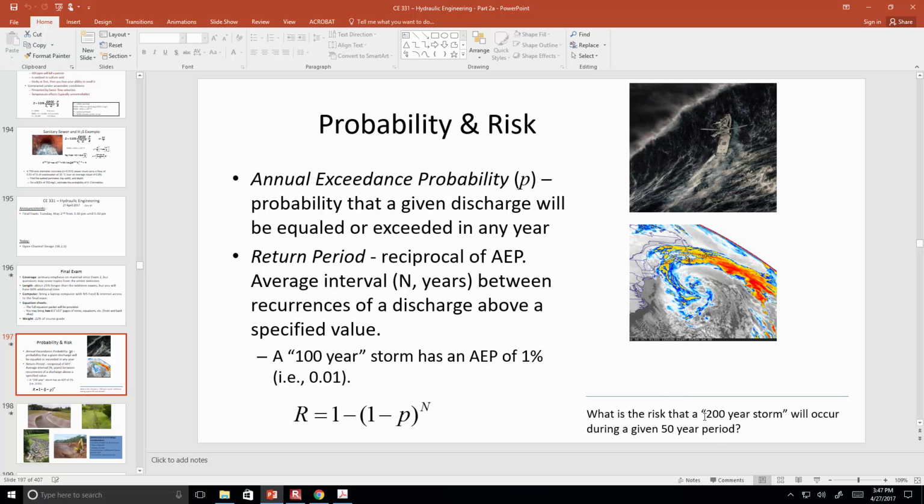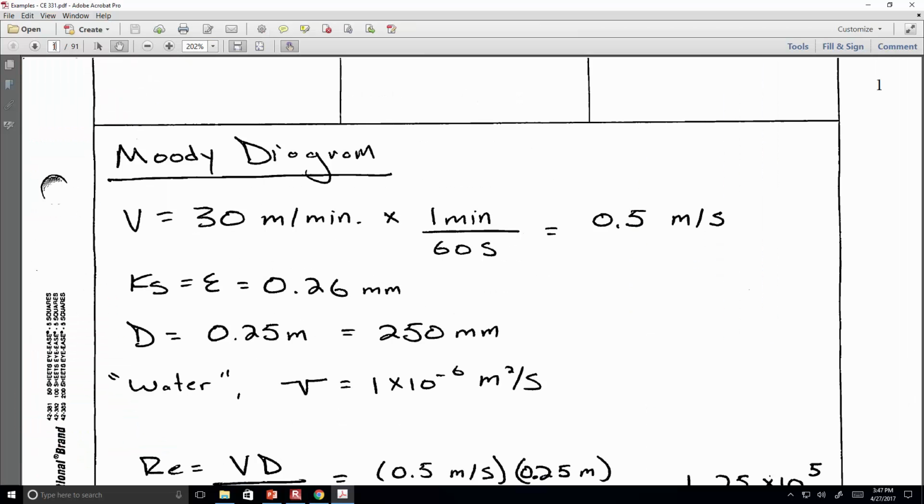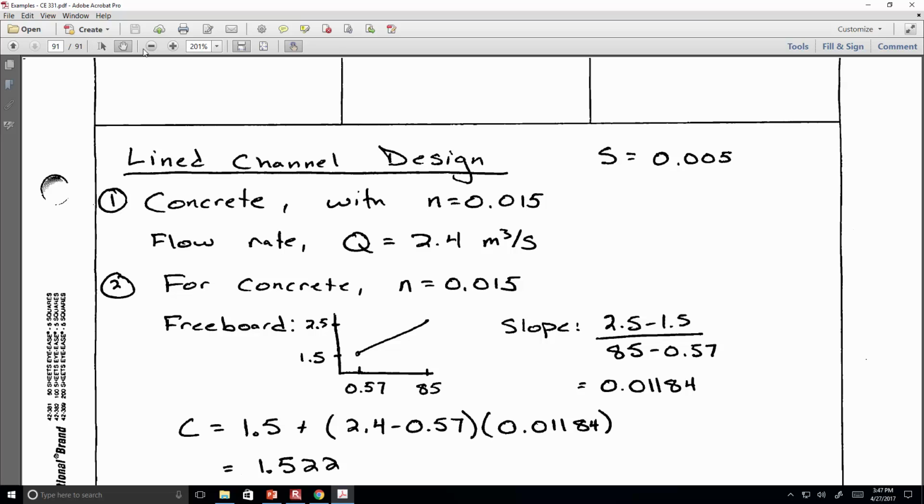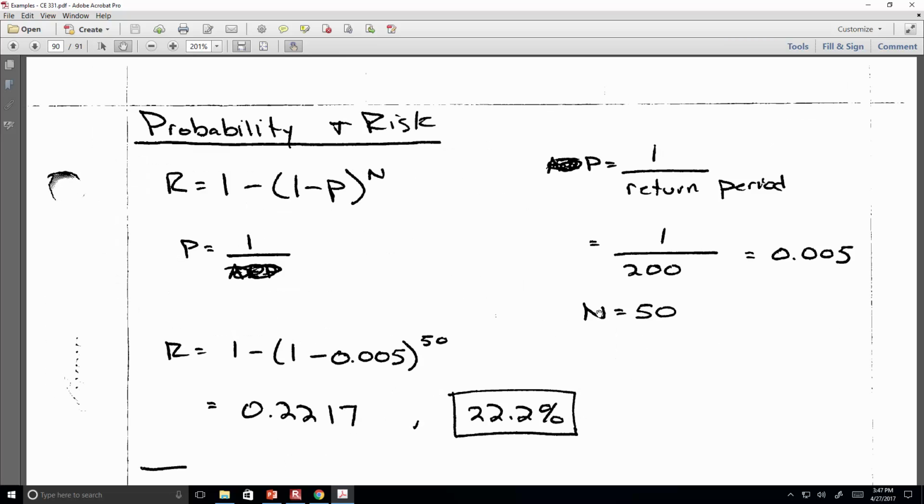Since the 200-year storm is what we want to find the risk of, then in any 1 year the probability of that is 0.5%, or 0.005 is the P that we should use. So P is 0.005, N is 50 years. That's the time horizon that we're considering the risk over. So the risk of experiencing a 200-year storm during any 50-year window is 22.2%. So it's less than the 25% that we might otherwise think.